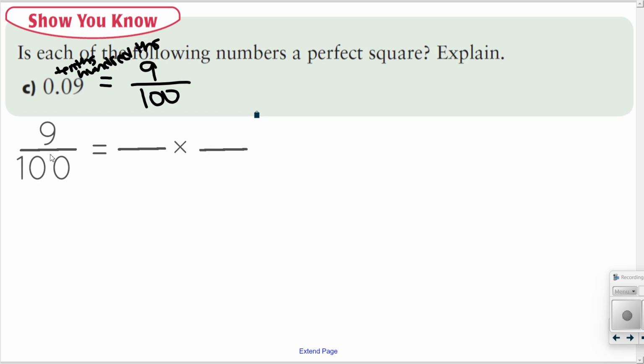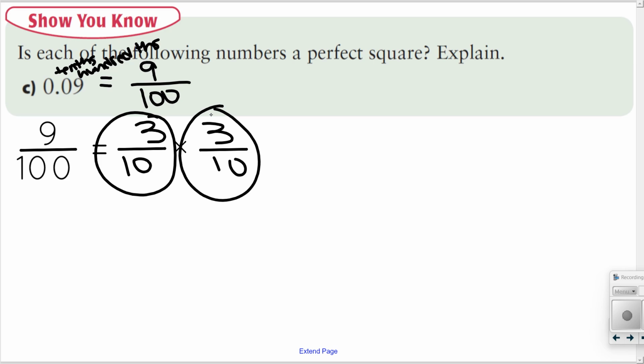Let's see if we can write that as a perfect square. I know that 9 is 3 times 3. Those are identical. 100 is 10 times 10. Also identical. So since these factors are in fact identical, that tells me that 0.09 is a perfect square.